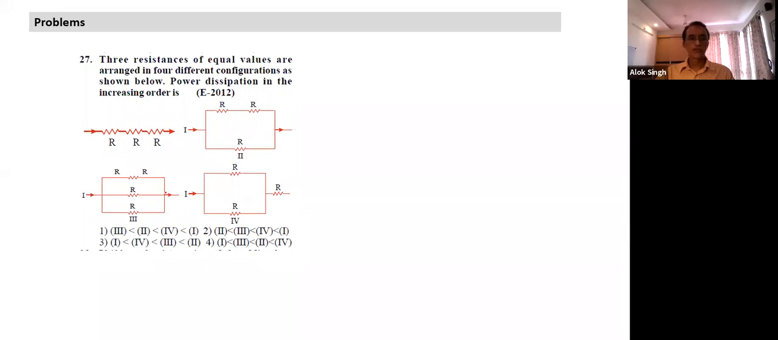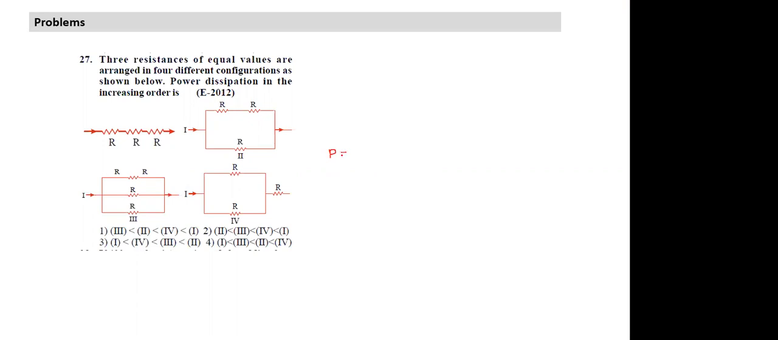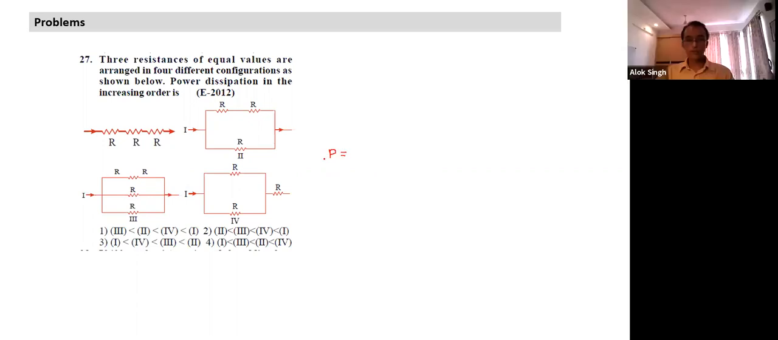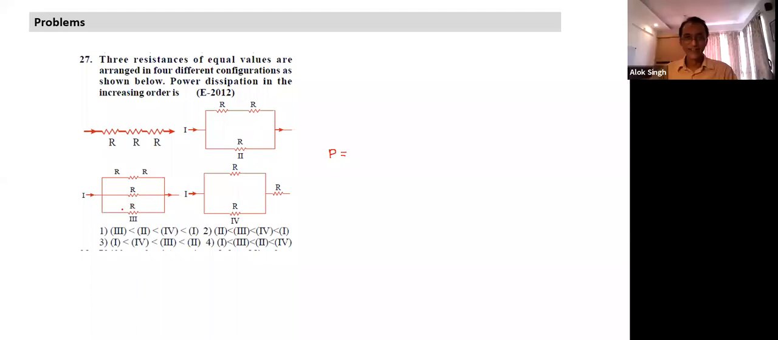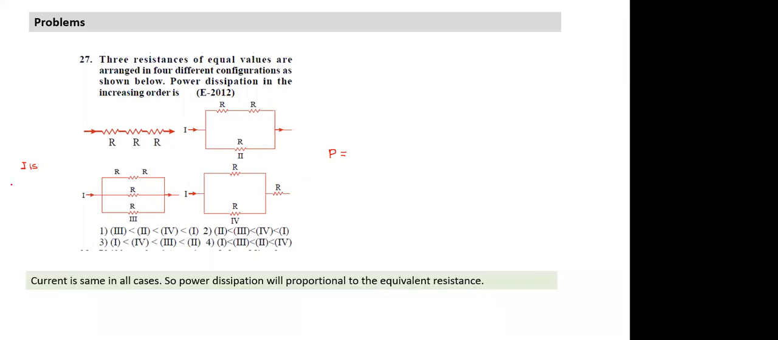So there are 4 cases we have to arrange in increasing order of power. Which formula of power should I use here? V square by R. Vignesh, why should I use V square by R? Give me one reason. Sorry, sir, the current is constant. The current is common in all three. So the first thing I notice is that I is the same in all cases. That's the important point. Current is the same in all cases.